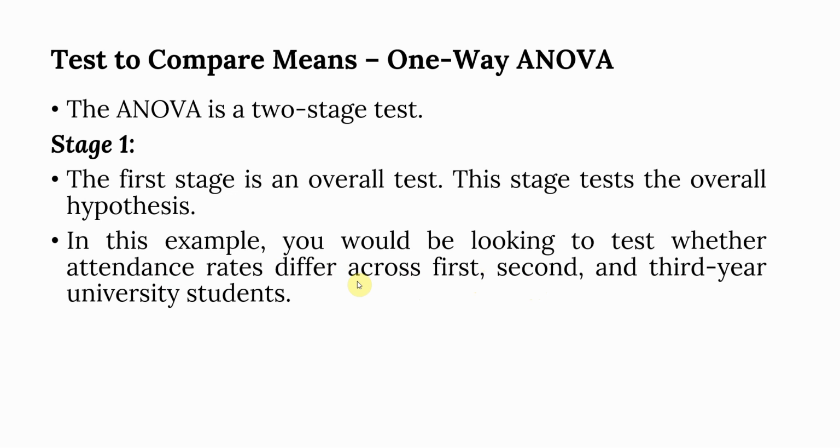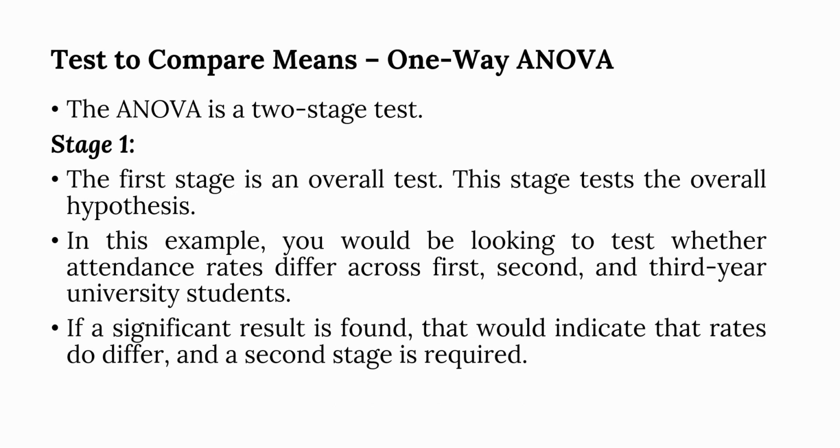I'm not looking at specific differences between first and second year students, first and third year students, second and third year students. So stage 1, just overall differences. Yes, the attendance rates differ across years, for example, if that is my hypothesis and I want it to be significant as well. Now, if a significant result is found, then only you would go on towards your second stage to check the individual differences between the groups.